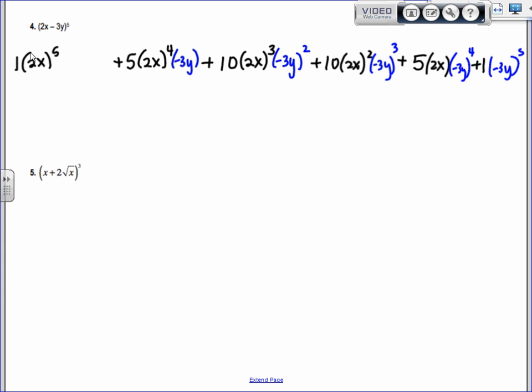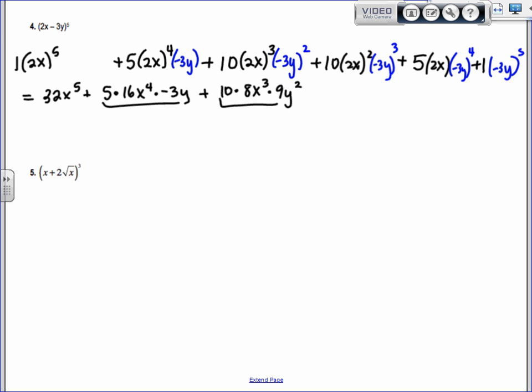Okay, so we're going to simplify. See what I'm talking about? I always put that first one so far over. So I get 32x to the 5th plus this next one's going to be 5 times 16x to the 4th times negative 3y, and that all goes together. Plus 10 times 8x cubed times 9y squared, and that all goes together. Plus 10 times 4x squared times negative 27y cubed, and that all goes together. And then plus 5 times 2x times 81y to the 4th, and that all goes together.